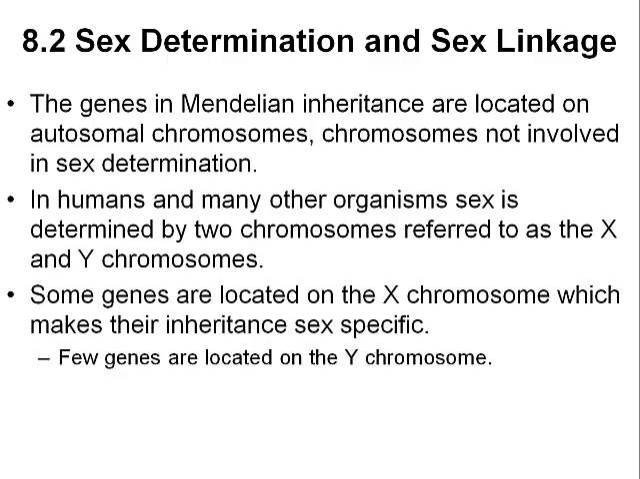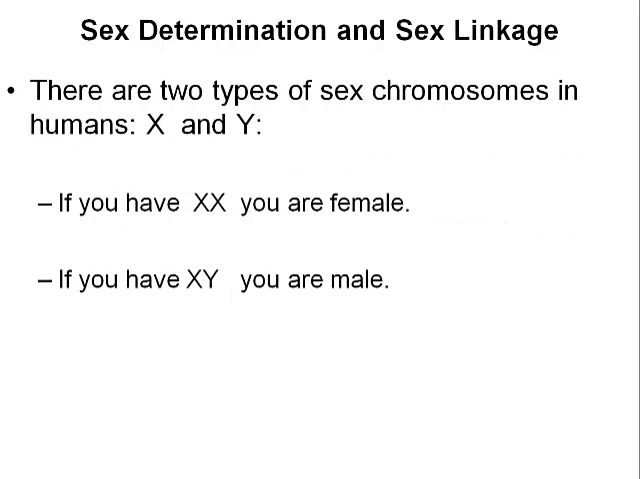And so interestingly, the X and the Y chromosome are not the same. The X chromosome is a very large chromosome that contains many genes that have nothing to do with sex determination. The Y chromosome is very small and only has genes that pertain to sex determination. So in humans, if you have two X chromosomes, then you are a female. If you have an X chromosome and a Y chromosome, then you are a male.